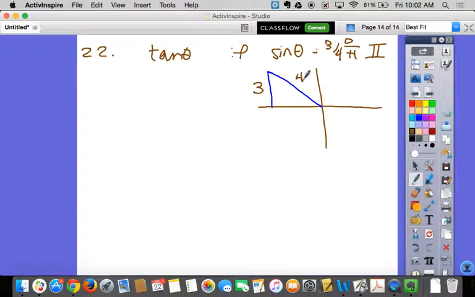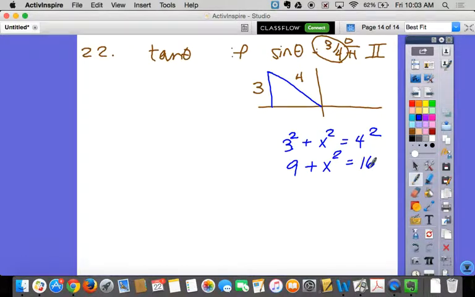Okay, now they're trying to mess with your brain because they threw a 3 and a 4 at you. So don't fall for it. The other side is not 5. If it was a 3, 4, 5, the 5 would have to be the hypotenuse. So don't get suckered in. You have got to go through and do the Pythagorean theorem. 3 squared plus something squared equals 4 squared. So 9 plus x squared equals 16. So x squared equals 7, x equals square root of 7.